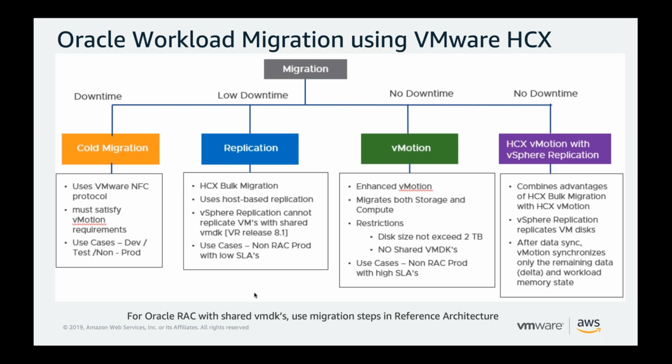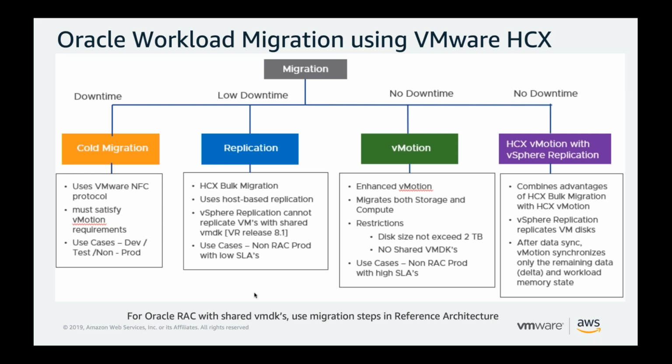The cold migration, one of the requisites, is that the cold migration must satisfy the vMotion requirements. The second way to do it is using the HCX bulk migration, which basically uses host-based replication to move a live VM to and from the HCX-enabled cloud site or data centers. And to reduce the downtime, the source virtual machine remains online during the replication and is bootstrapped on the destination ESXi server after the replication completes.